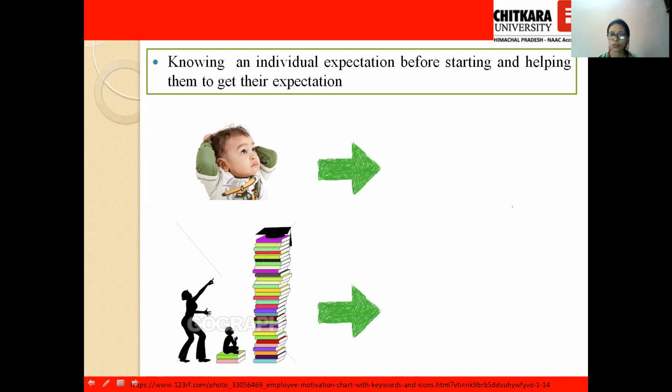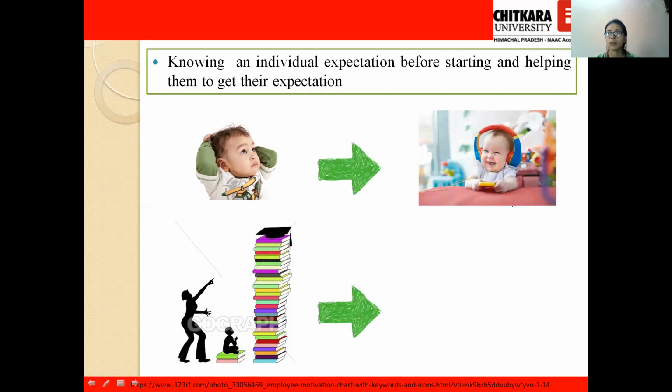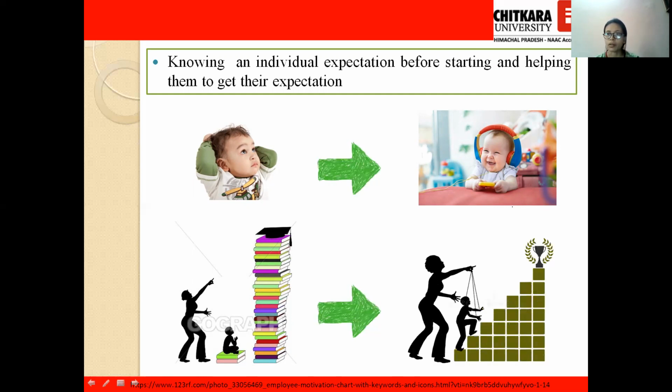we must know what the child wants. If a child is crying, we know the child might be hungry, might want to play with somebody, or might be feeling sleepy. These things we expect. If we know the expectancy of a child or a particular student, and we help them to achieve it by motivating or providing help, automatically the child or the individual will feel happy, will be goal directed, goal oriented.